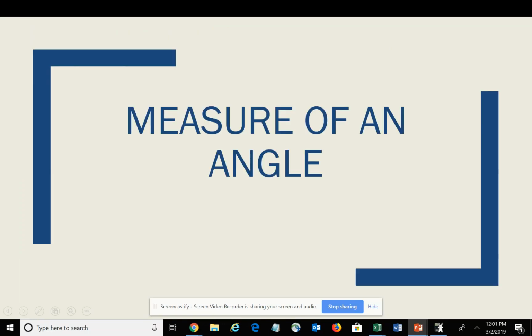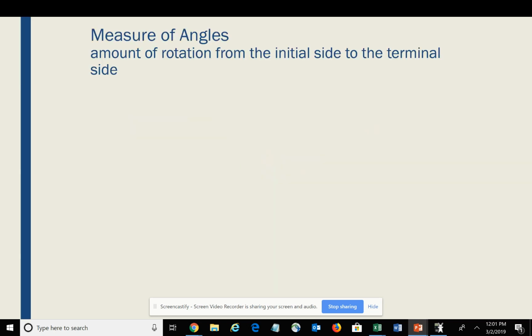In this video, we're going to be talking about the measure of an angle. Earlier we discussed that the measure of an angle is actually the amount of rotation from the initial side to the terminal side. So we're going to be talking about how to measure what an angle measures. Again, we're thinking about how much it rotates from the initial side around to the terminal side.